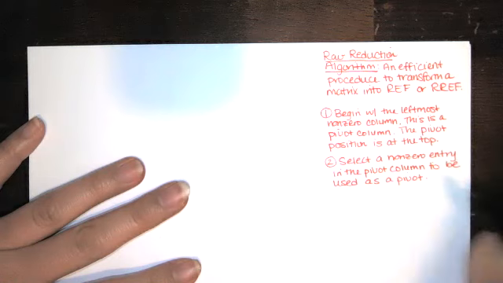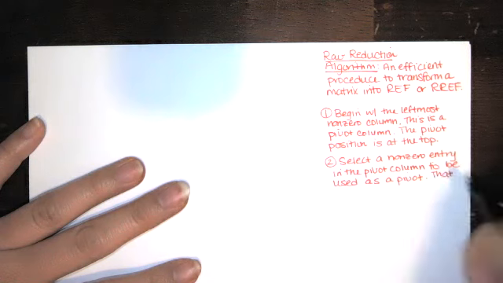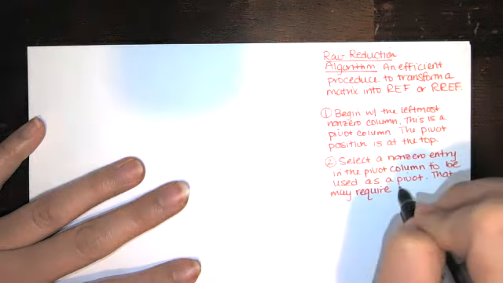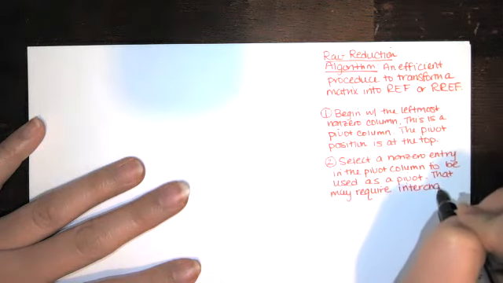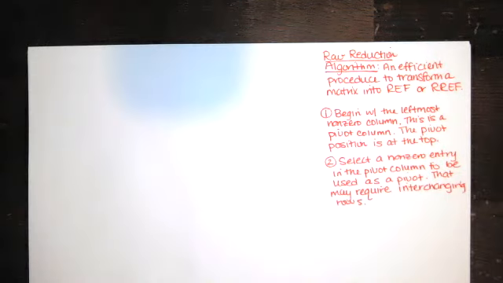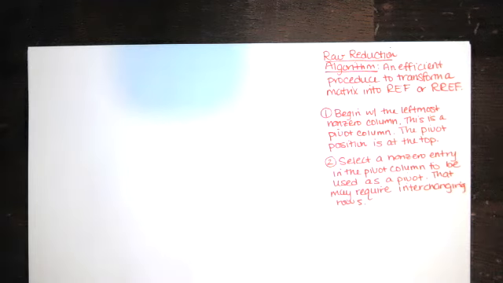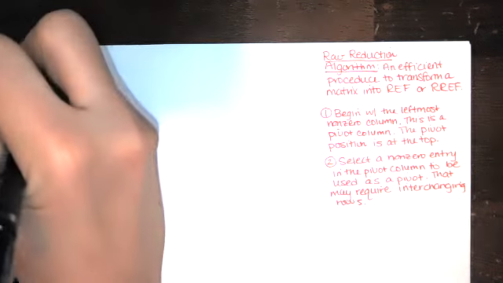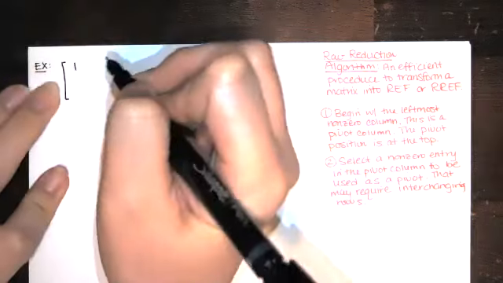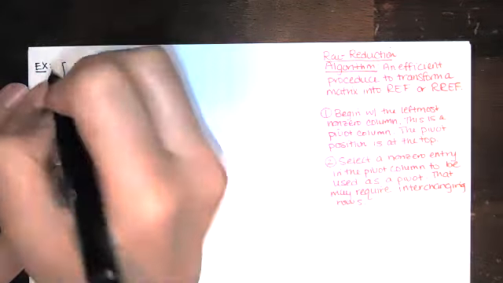That might require interchanging rows. Okay, so let's look at our example. So let's say we start here. We've got a matrix with 3 rows and 4 columns.